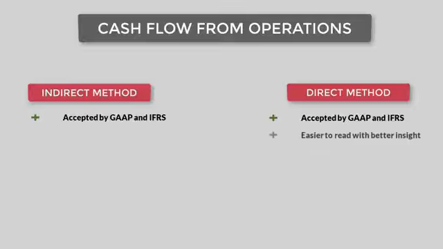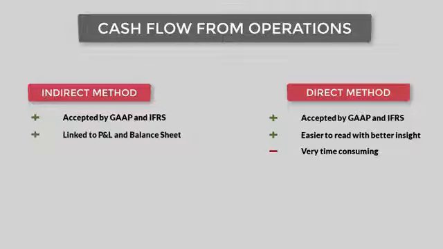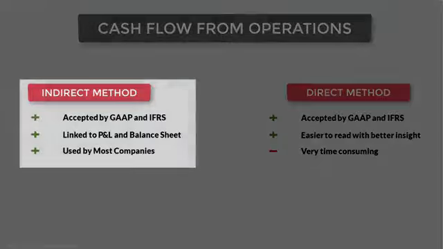While the direct method is easier to read and provides a better insight, it's very time-consuming to prepare. The indirect method, on the other hand, is linked to the P&L and balance sheet. It's less intuitive, but it's much easier to prepare, which is why most companies use this method. So we're going to skip the direct method and only concentrate on the indirect method in this video.